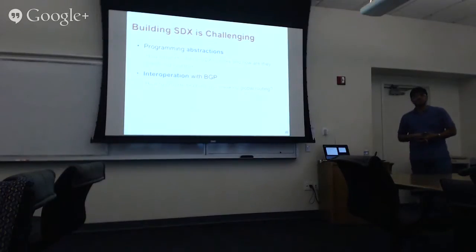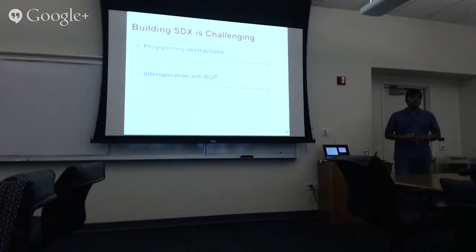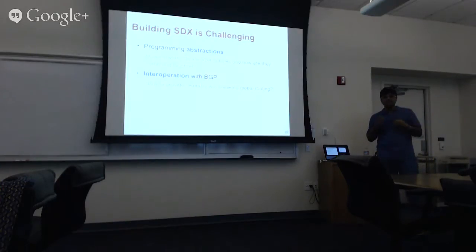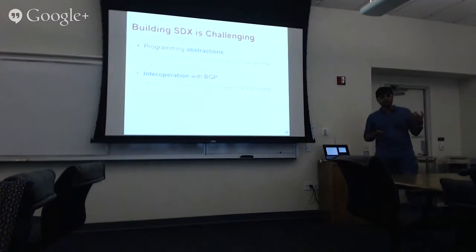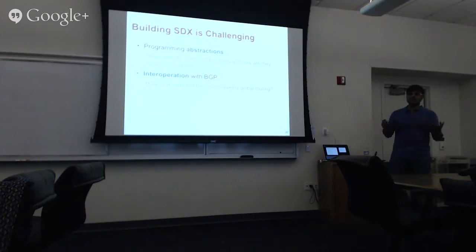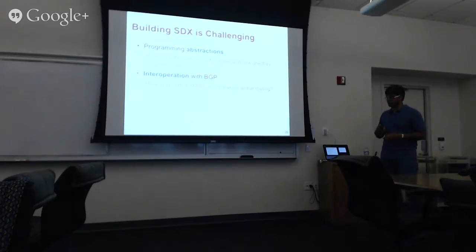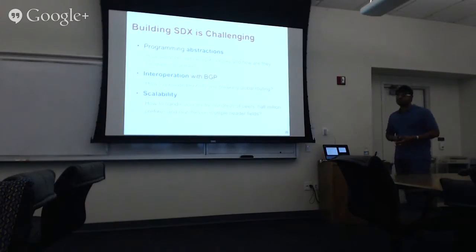The second challenge is interoperation with BGP, because since this is an incrementally deployable solution, we are providing these flexibilities of SDN at the exchange point, but everybody else is using BGP. So we have to make sure that the benefit of flexibility is not coming at the cost of correctness of BGP. So we are not creating any kind of black holes or loops in the network with SDN and SDX in place. And the third is about scalability.